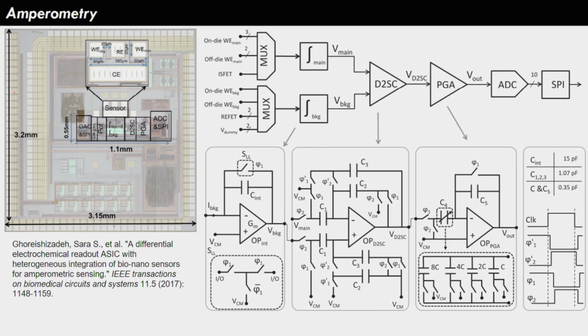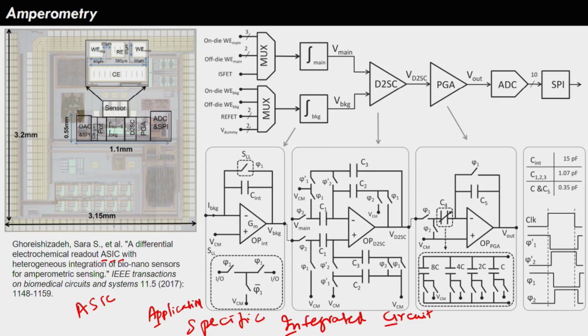So the chip is called an ASIC, application specific integrated circuit. Let's say I have an application for sensing, then I would design an ASIC. Now this ASIC design process is very tedious and long. It takes at least 1 year to design a chip, have it fabricated, bring it back to your lab, and test it. So it's a long process.